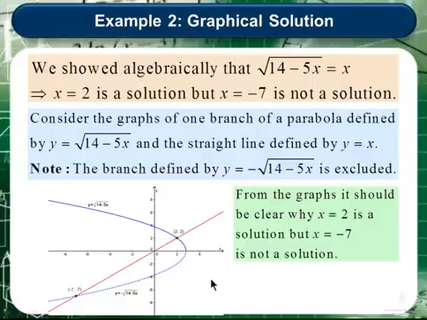And it is really clear from the graphs that x equal to 2 is the only solution, and that x equal to minus 7 is not a solution in this case.